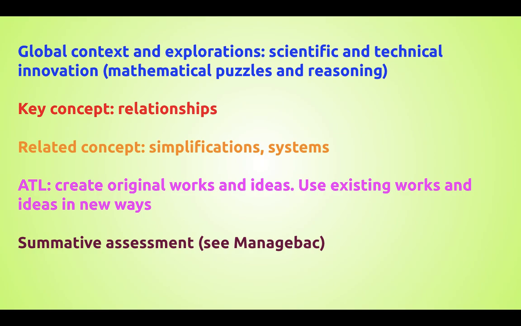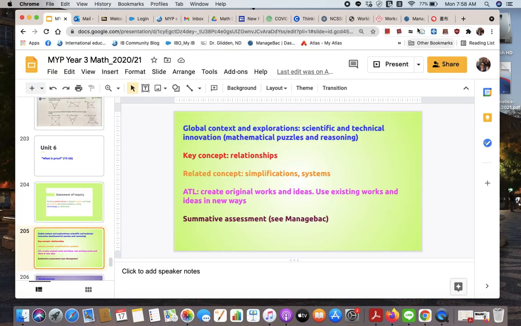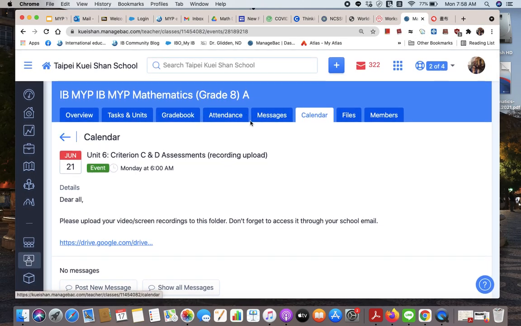And the ATL for this unit will be working on creating original works and ideas, and using existing works and ideas in new ways. This will be highly related to our summative assessment, which I'll be talking about soon. So let's switch to the summative assessment on ManageBack first. All right, let's start from the calendar.